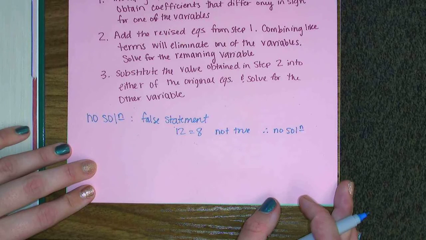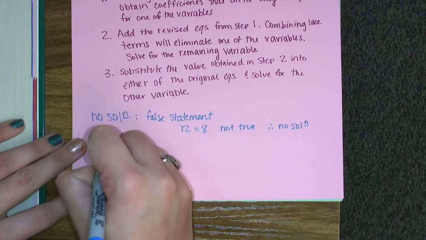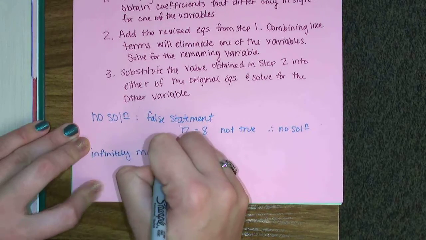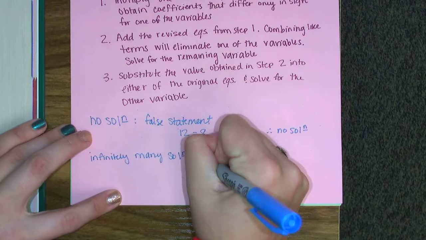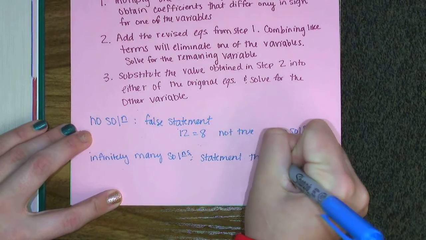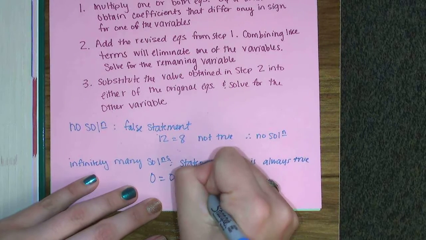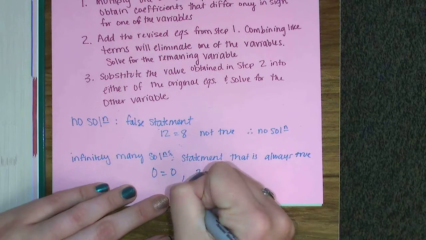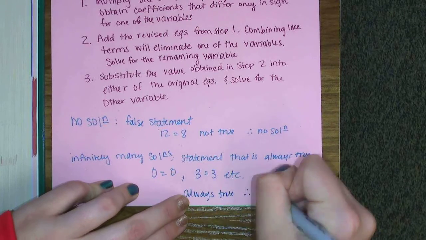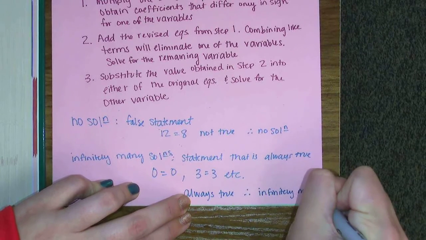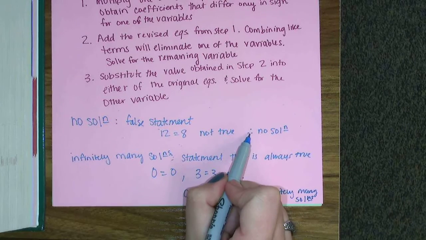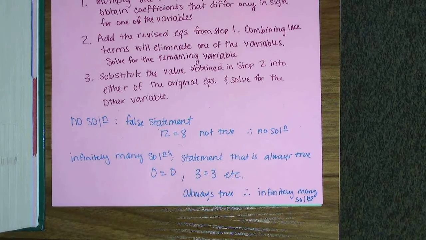Infinitely many solutions is basically going to give a statement that's always true. So example, 0 is equal to 0, 3 is equal to 3, etc. That's always true. Therefore, infinitely many solutions. Also, sorry, this 3-dot thing that's in the shape of a triangle means therefore. So if you see that, I use that a lot. That's what that means. So infinitely many solutions is always a true statement. No solution is always a false statement, like 12 is equal to 8. That's never true.